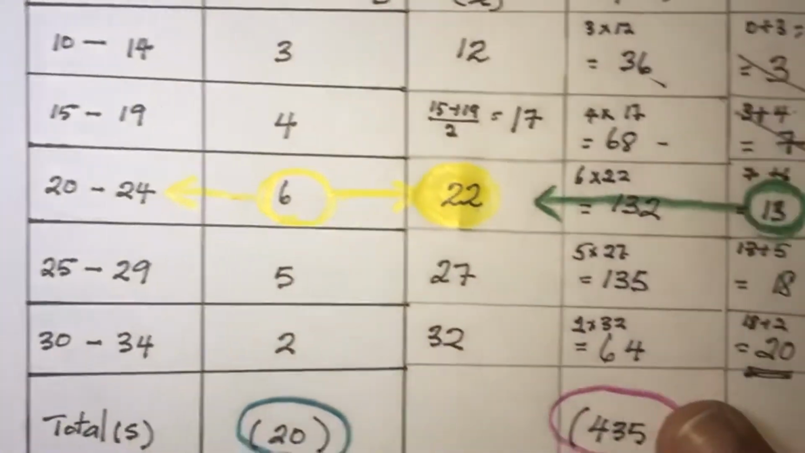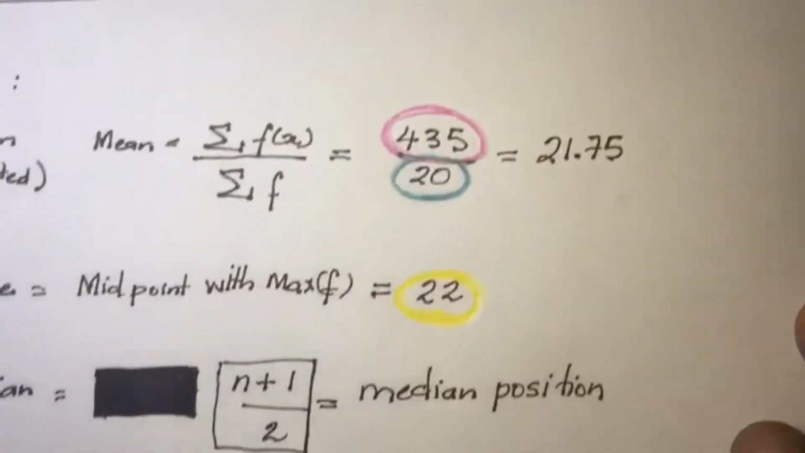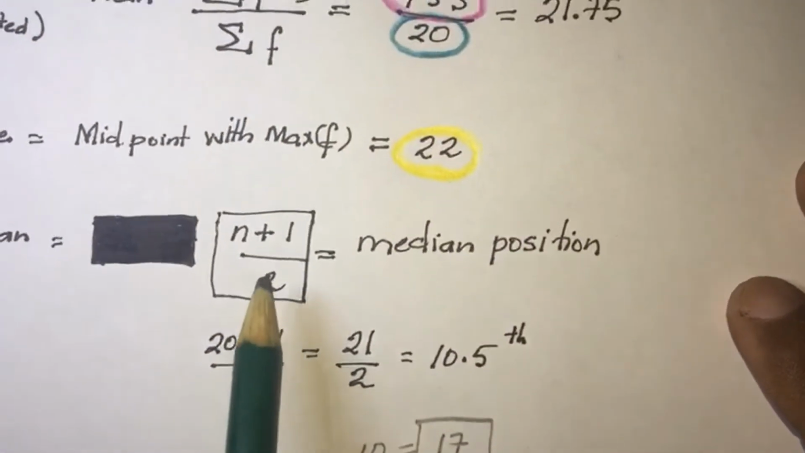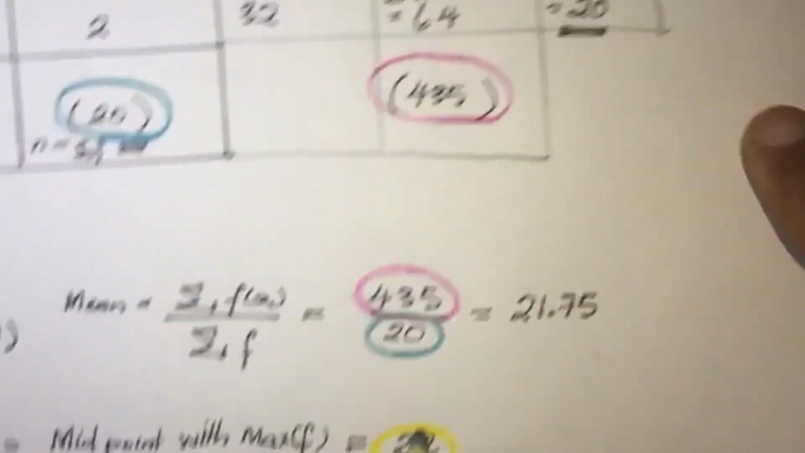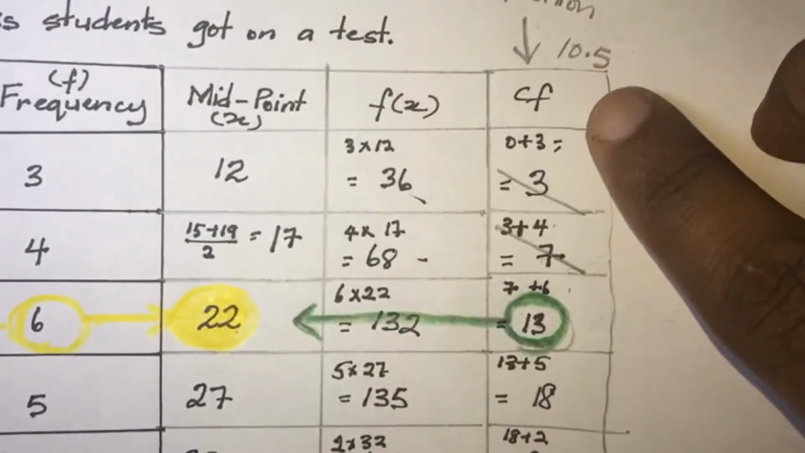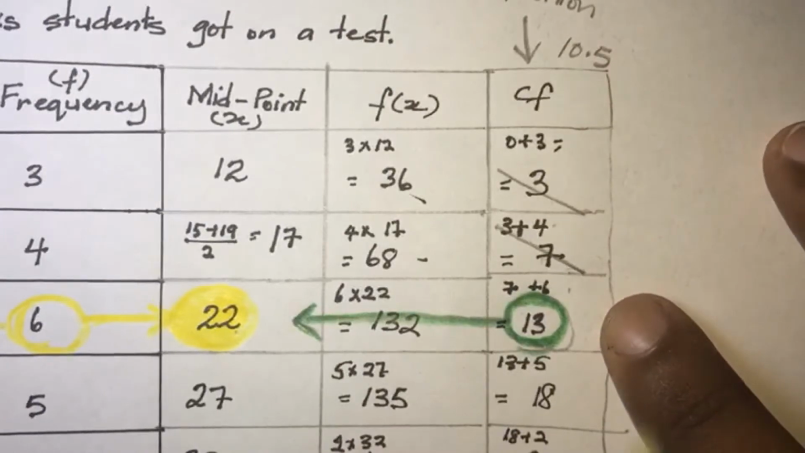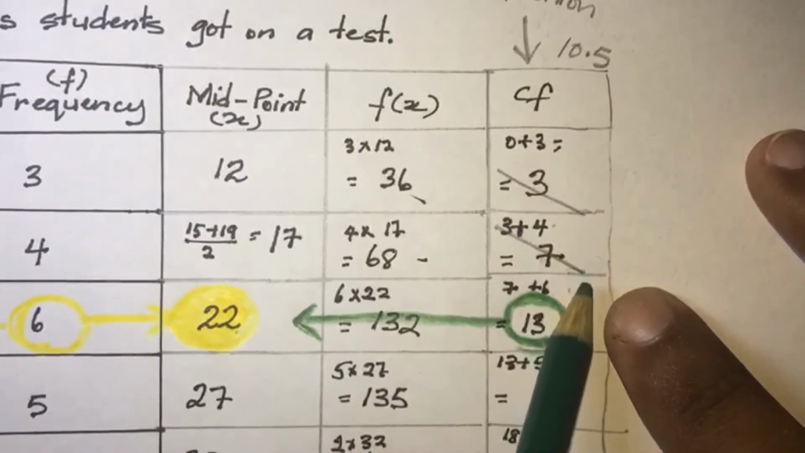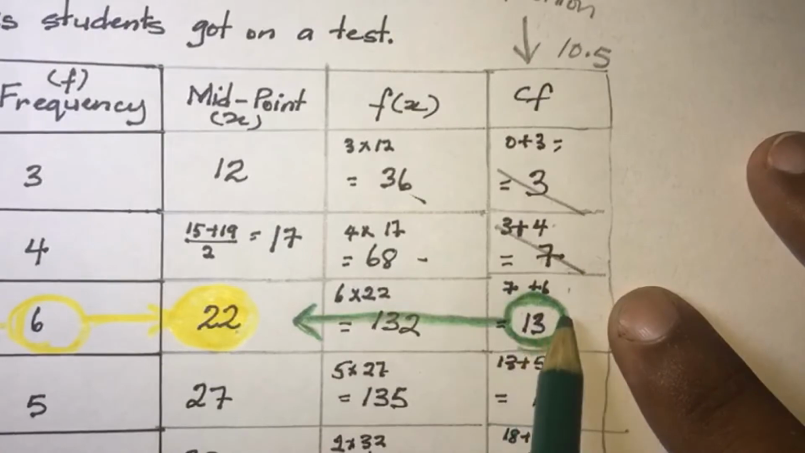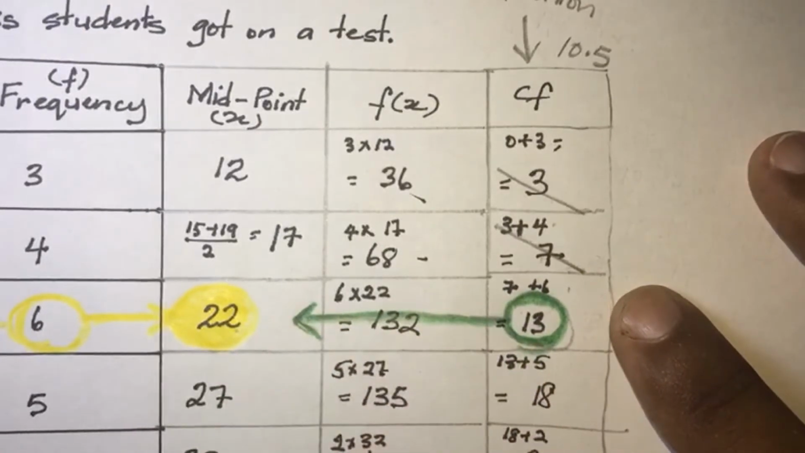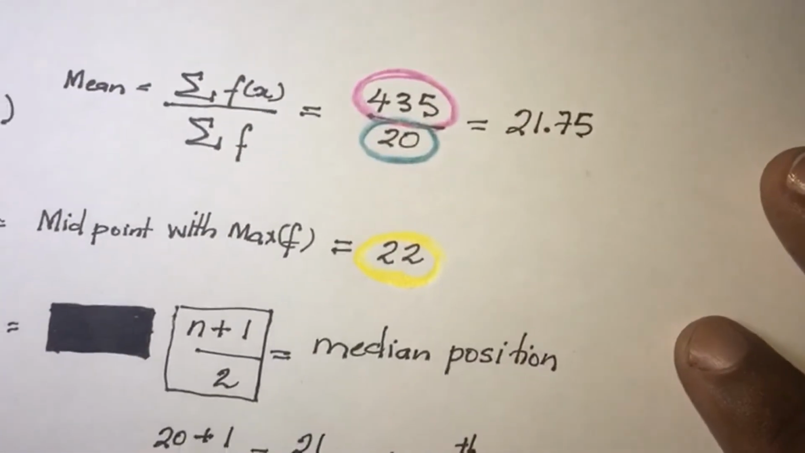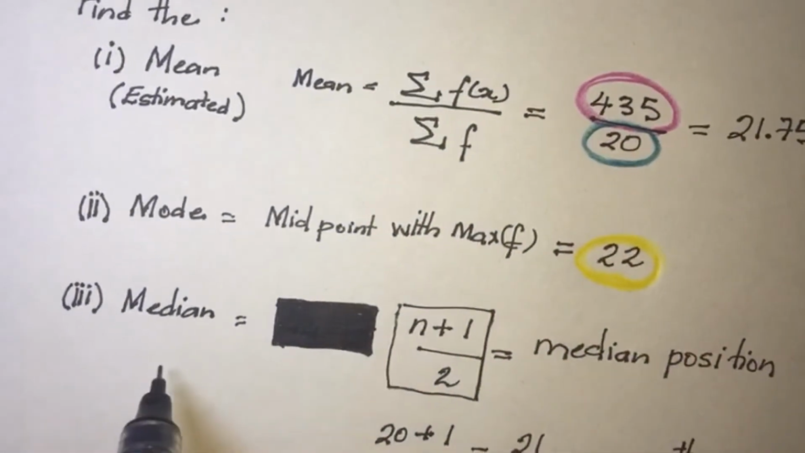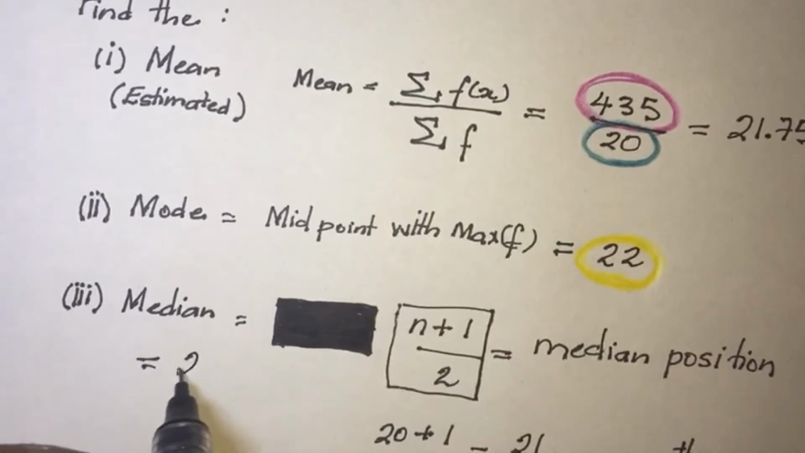So remember, calculate your median position first with this n plus 1 divided by 2. Then you look for where it would fall in the cumulative frequency column. Look for which number it is greater than but less than. And then remember, you're using the midpoint. So our median is going to actually be our 22.